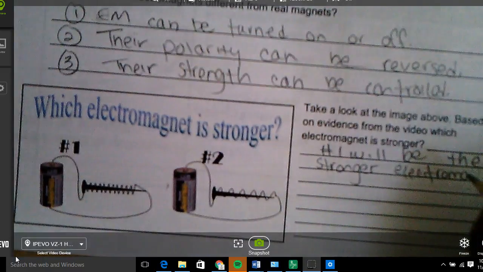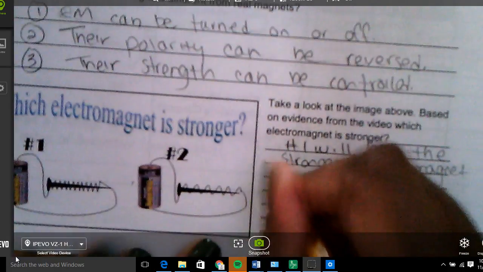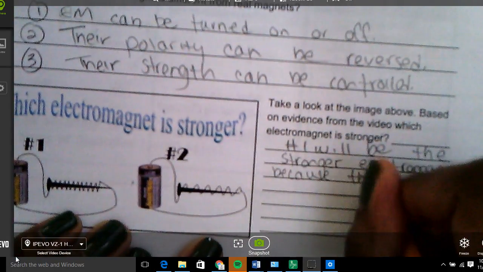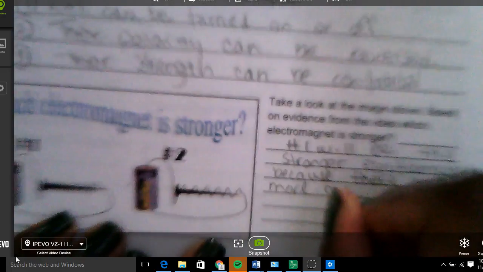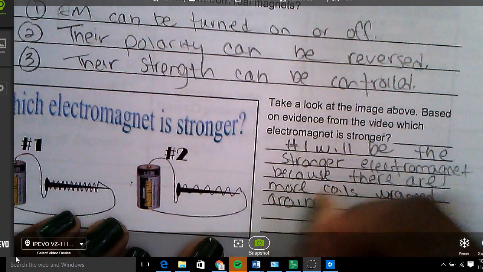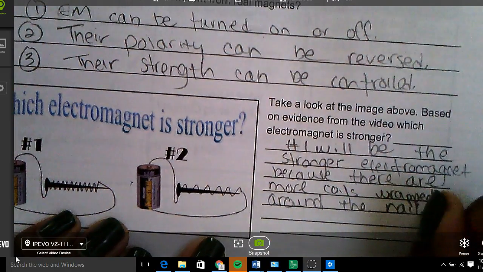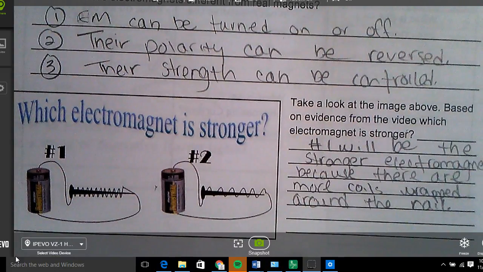Because there are more coils wrapped around the nail. So the more coils we have, the more electricity we have, the stronger the magnetization. But that it's tighter because it has more coils. So you were kind of right.